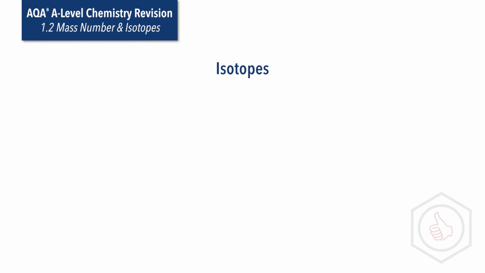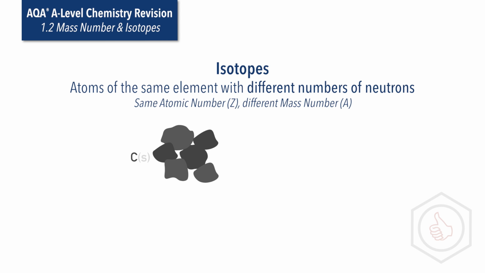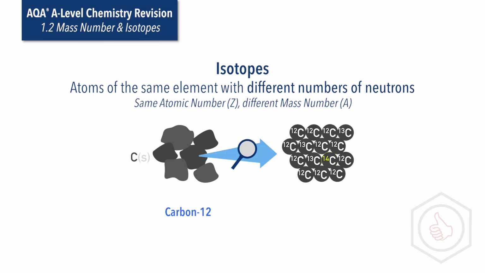Isotopes are atoms of the same element, so they have the same number of protons, however, they have a different number of neutrons. This means they have different mass numbers. For example, a sample of carbon contains naturally occurring isotopes including carbon-12, carbon-13 and carbon-14.